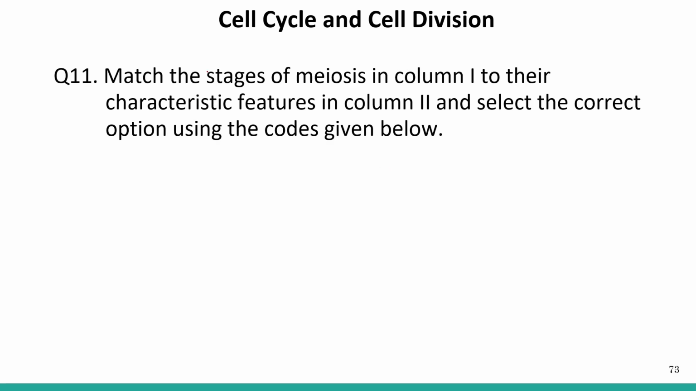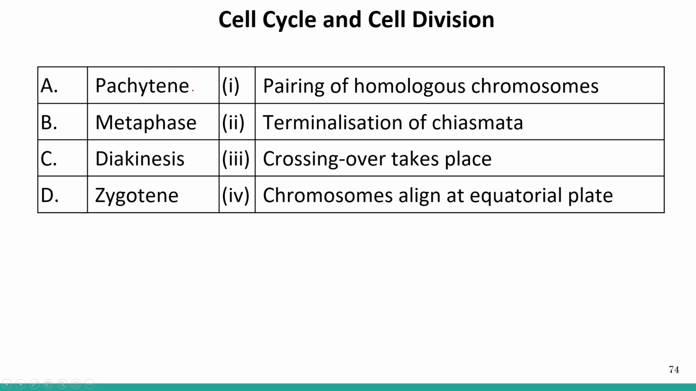All right. Now the next question is, here we have to match the stages of meiosis. This is another type of question, in column 1, with the characteristic features in column 2. Pachytene first we have. What happens in the pachytene stage? Crossing over takes place. All right, so A should be third.